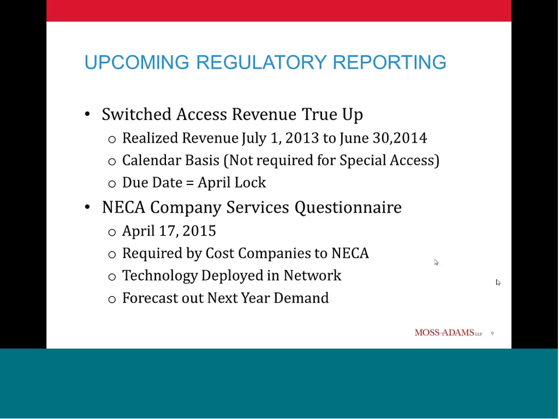So moving along into what we have coming up very quickly this month will be our switch access revenue true-up. Sometimes this is called the calendarization. This is not required for our special access, but this is a true-up that we need to do of our revenues for our switched access. This is taking our realized revenue from July 1, 2013 to June 30th, 2014 calendar. Some billing systems are billing in the middle of the month, or mid-month, and what we're required to do, FCC has a requirement that we recognize our revenue on a calendar basis.